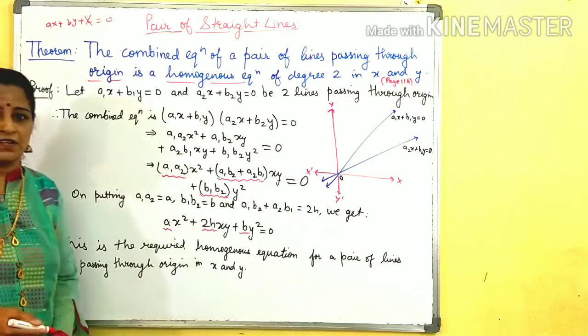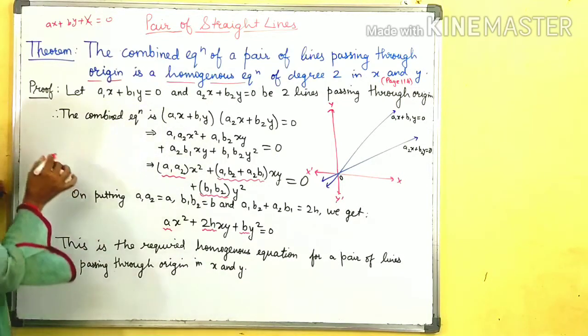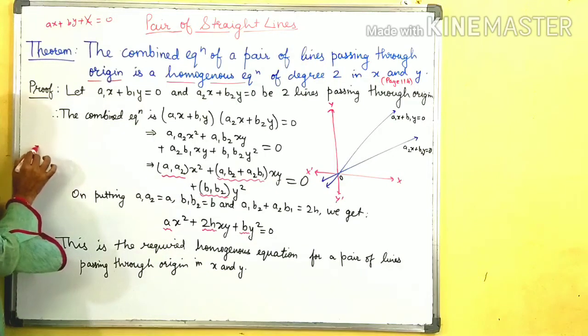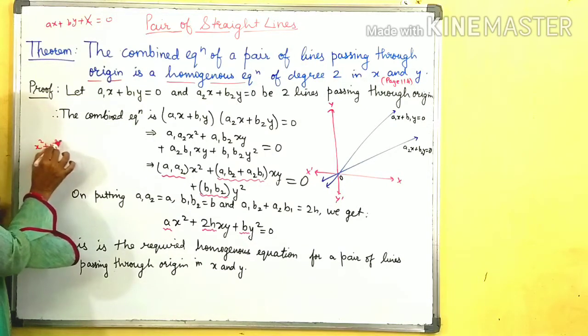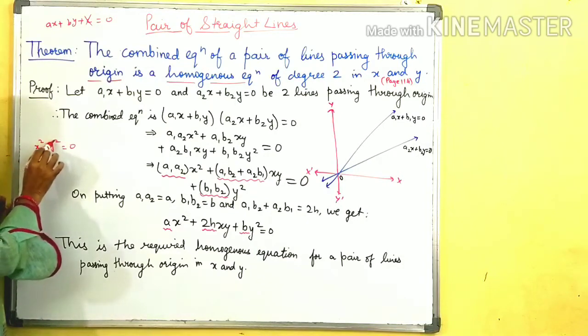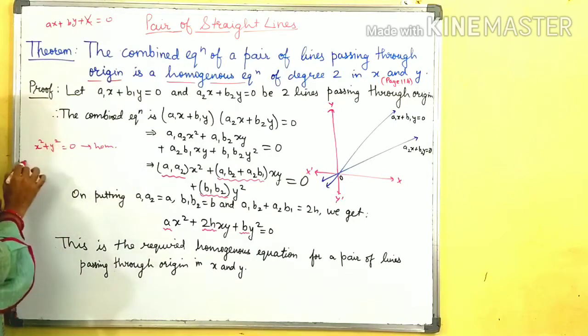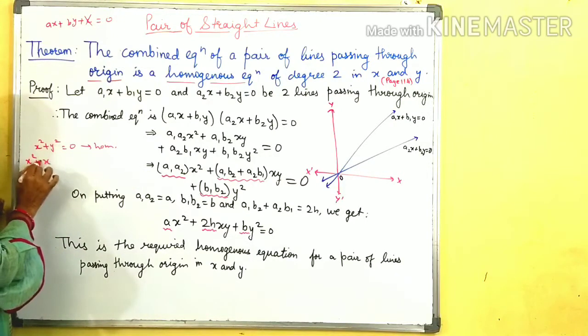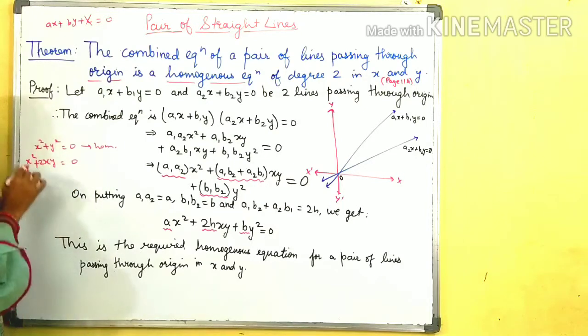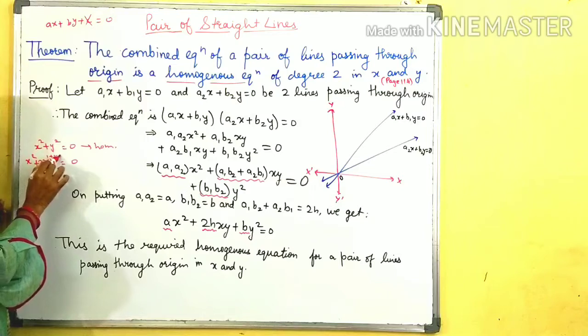What does homogeneous equation mean? An equation whose terms all have the same power is called a homogeneous equation. Power of x is 2, power of y is 2, so it is called a homogeneous equation. Here again the power of x is 2. Now for the second term, x power is 1, y power is 1, so 1 plus 1 is 2.